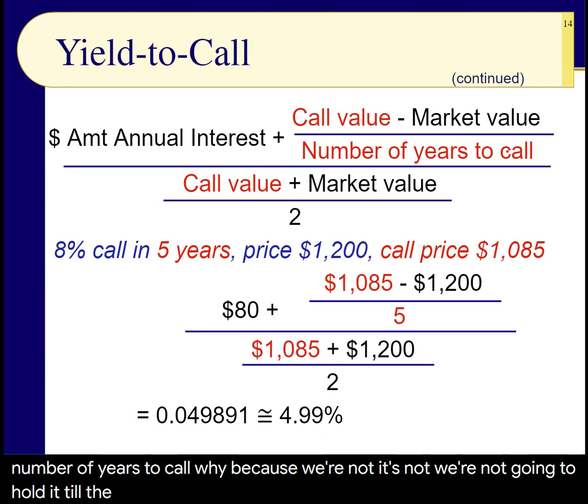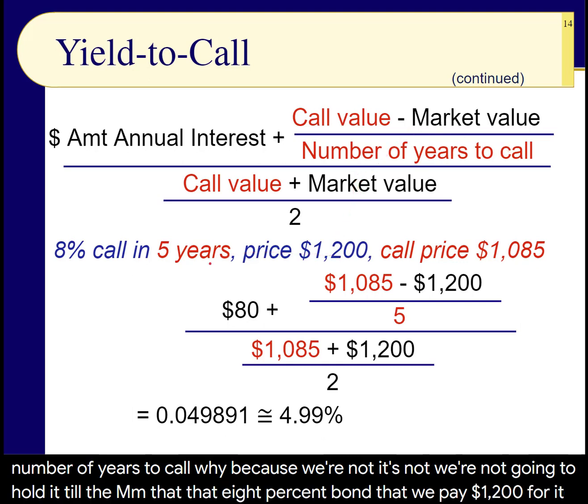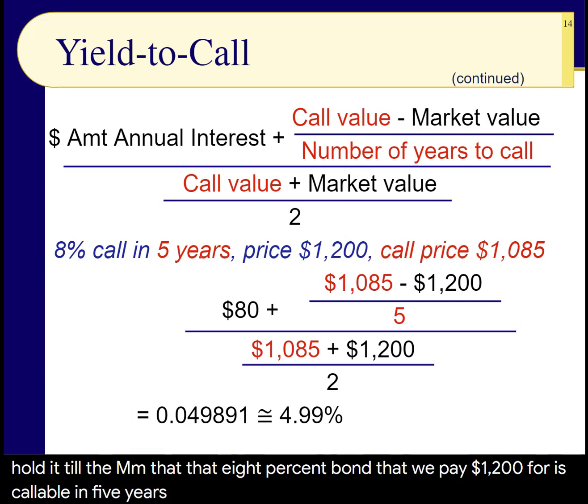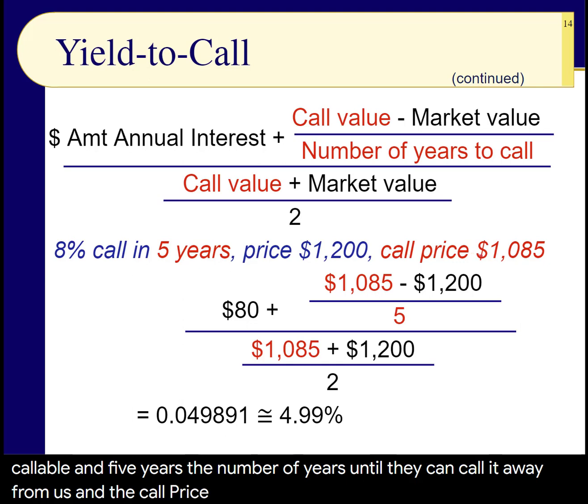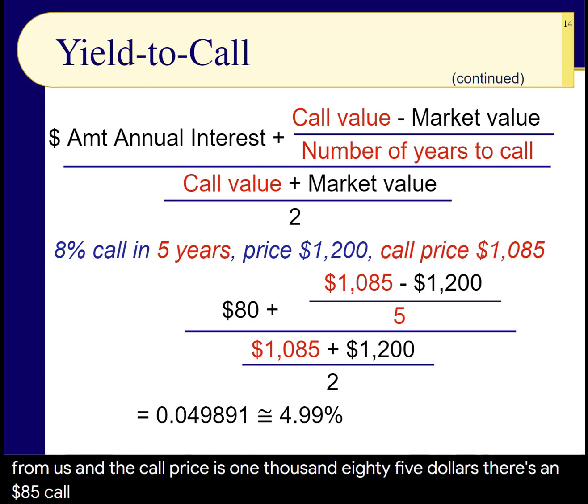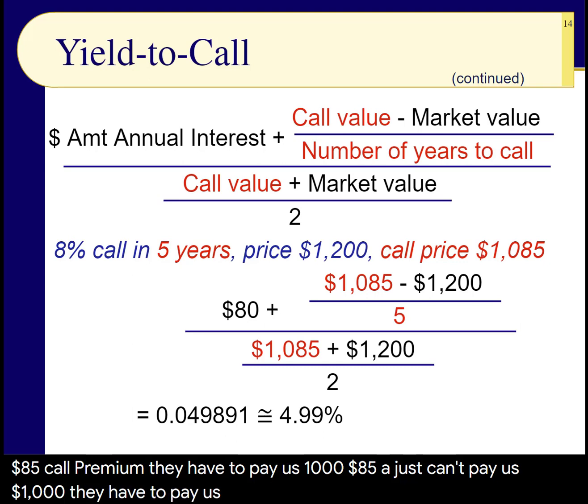So let's assume that 8% bond that we paid $1,200 for is callable in 5 years, the number of years until they can call it away from us. And the call price is $1,085. There's an $85 call premium. They have to pay us $1,085. They just can't pay us $1,000. They have to pay us that prepayment penalty for the bond.